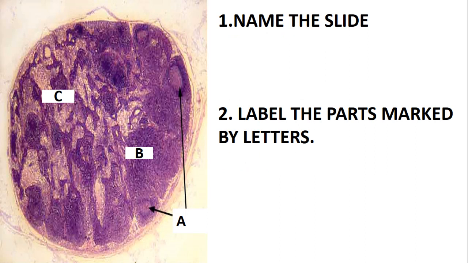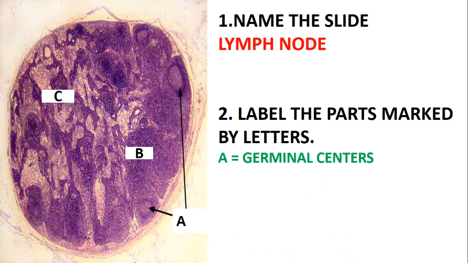Okay. Then we have this other slide. The question is name the slide. This is just the lymph node. Label the parts marked by letters. A is just the germinal centers, B is the cortex, and C is the medulla. So it is in the medulla where you can see the medullary sinus and also the medullary cord, which have been discussed in one of the revision videos which I have already shared.